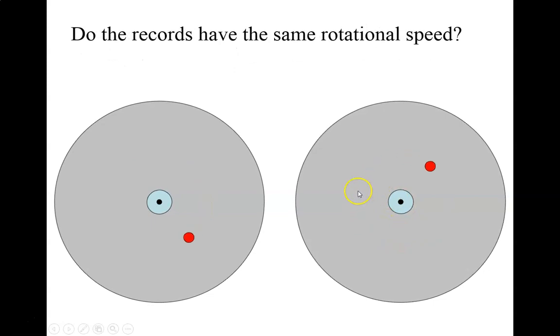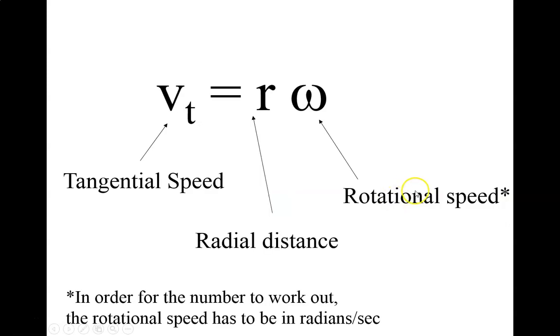What about rotational speed? Which one would have the greater rotational speed, or would it be the same? Well, the one on the right is making more rotations per second, so that means it's going to have a greater rotational speed.